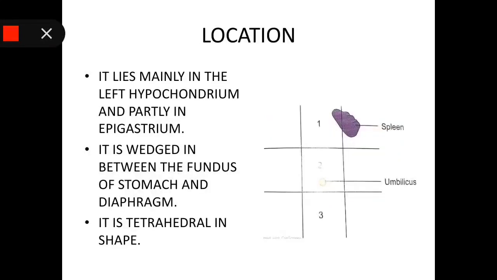Location. It lies mainly in the left hypochondrium and partly in epigastrium. It is wedged in between the fundus of stomach and diaphragm. It is tetrahedral in shape.